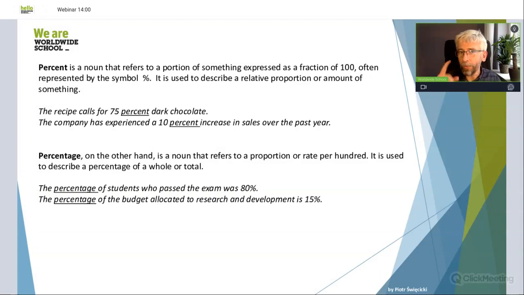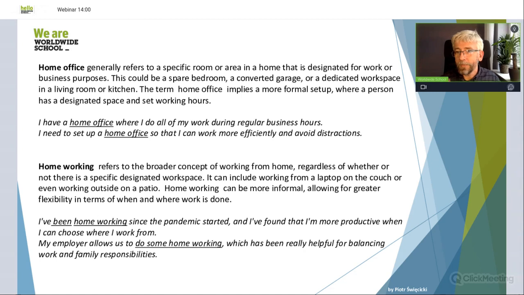Percentage refers to a proportion or rate per 100. It is used to describe percentage of a whole or total. So the percentage of students who passed the exam was 80%. Yeah, the percentage of students was 80%. This is how you use it. The percentage of the budget allocated to research is 15%. So don't say percent instead of percentage, right? So what's the percent of students? That's wrong. What's the percent of people? No. What's the percentage of people?